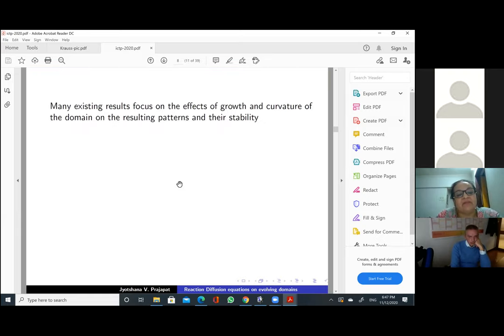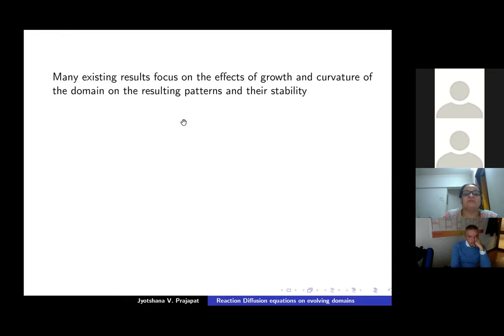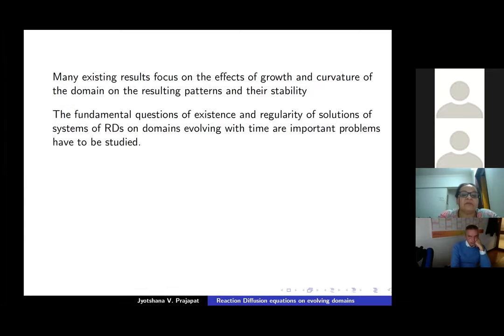So as I mentioned, many existing results focus on the effects of growth and curvature of the domain on the resulting patterns and their stability. There are very few works where people have studied the question of existence and regularity of solutions of systems of reaction diffusion equations on domains which are evolving with time.